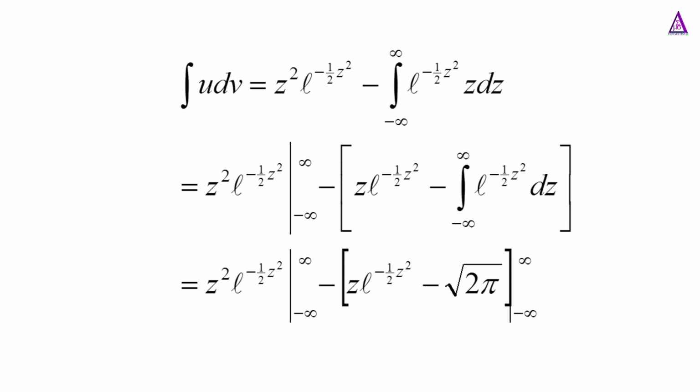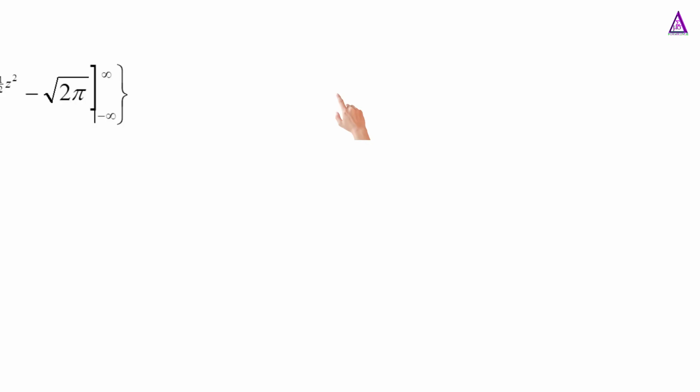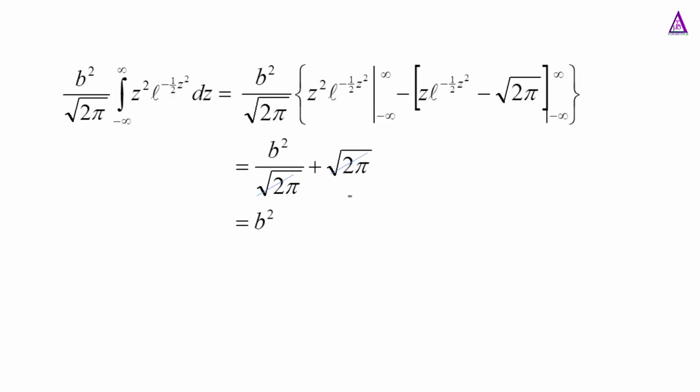And after we put our limit there, you know that this one will give us 0, and this also will give us 0. By putting our limit there, it will remain just only negative root 2 pi. Using this negative to open the bracket, we have this positive. And we can say that this one cancels this one. So we have the result of the first part of the equation, b squared.